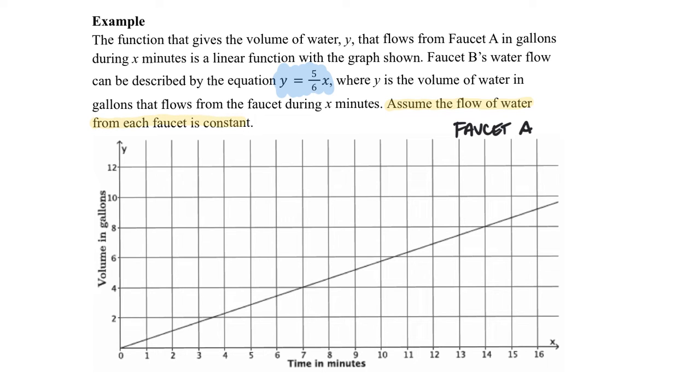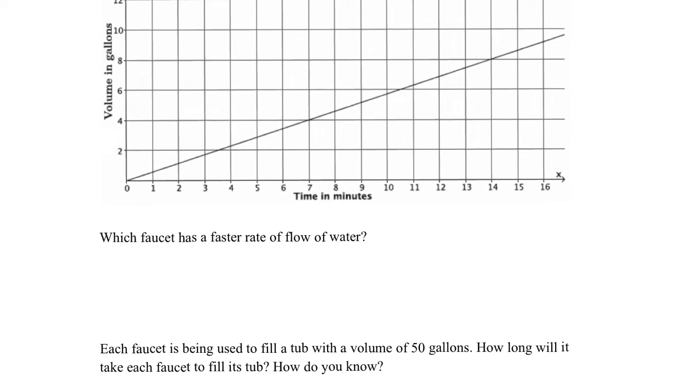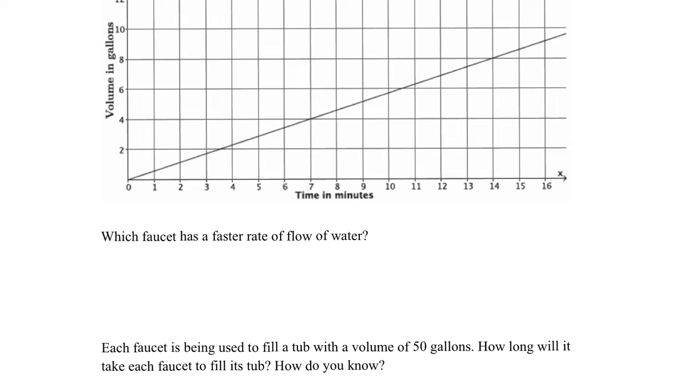So in this example, we're comparing a graph to an equation. Which faucet has the faster rate of flow of water? Whenever we see the word rate, that's an automatic indication that we are talking about slope. Now, since we are working off a graph and an equation, finding slope is actually pretty simple. The one thing with the graph is you need to pay attention to the scale. That's really, really important. So let's look at faucet A.